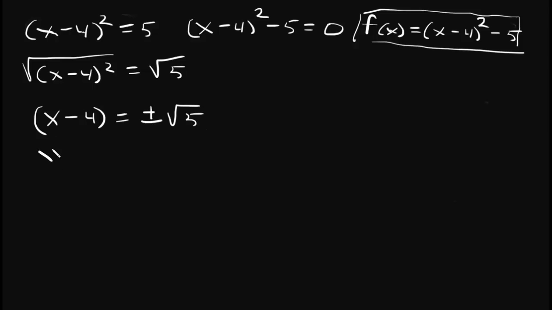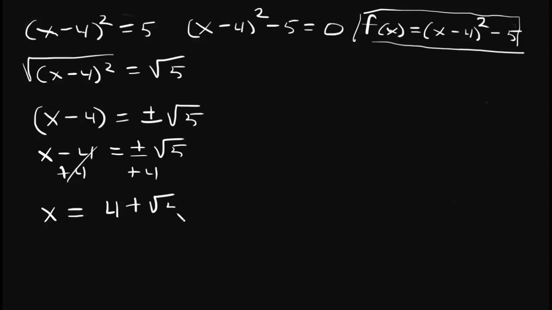Now we've got x - 4 is equal to plus or minus the square root of 5, and if we add 4 to both sides, on this side the plus 4 and the negative 4 cancel out, so we've got x is equal to, on the one hand, 4 plus the square root of 5, on the other hand, 4 minus the square root of 5. And both of these values will make this equation true, and we'll make this equation true as well. Let's see how that works.